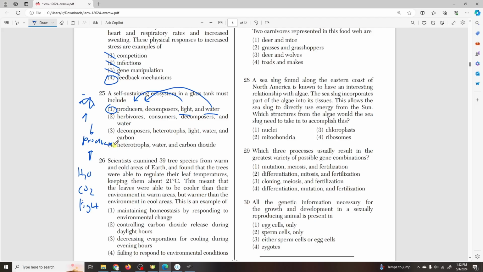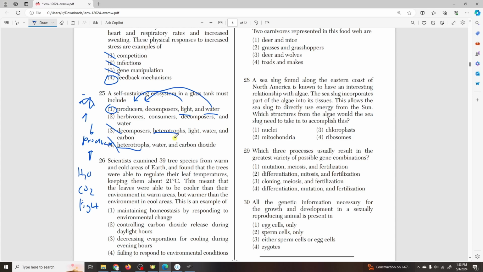Heterotrophs, water, and carbon dioxide doesn't make sense because if you're a heterotroph, you can't make your own food. If you have a bunch of earthworms, and you put them in a glass tank with water, they're all going to die because they're not going to have any food, right? And decomposers, heterotrophs, light, water, and carbon for the exact same reason. If you put a bunch of things that do not make their own food in an environment that does not have any food, guess what? Even if you put predator and prey, eventually the prey needs something to eat too. And that thing that they eat is going to be plants, right? And eventually all the predators are going to kill off all the prey and everyone's going to starve, right?